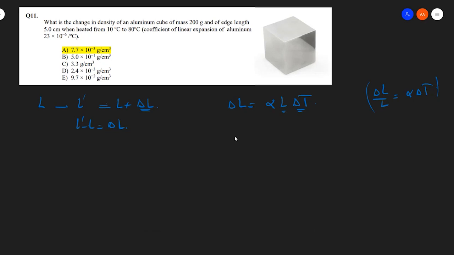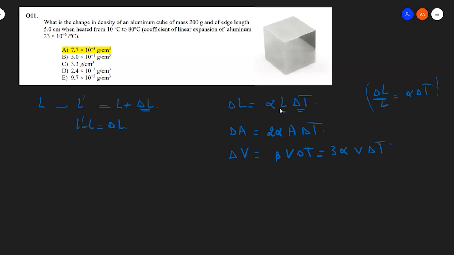Now, if you have an area, let's say you have a surface here, and you want to look at the area, delta A, you will see that you have the same relation, but you have 2 alpha A delta T. If you have a volume, it will be delta V is equal to beta V delta T, where this beta is 3 alpha.